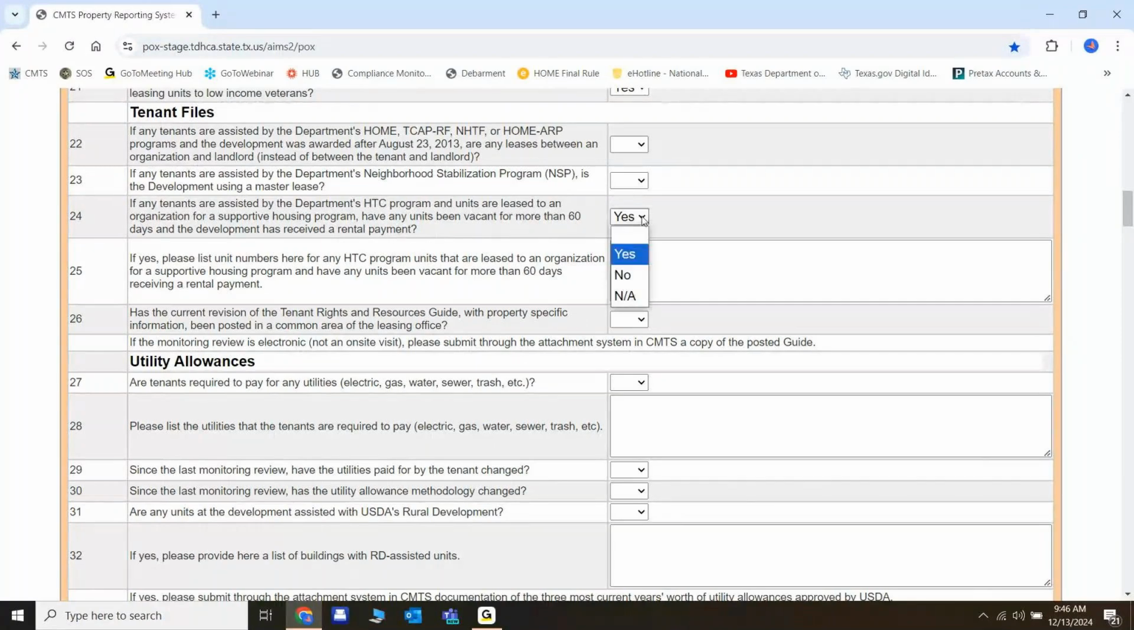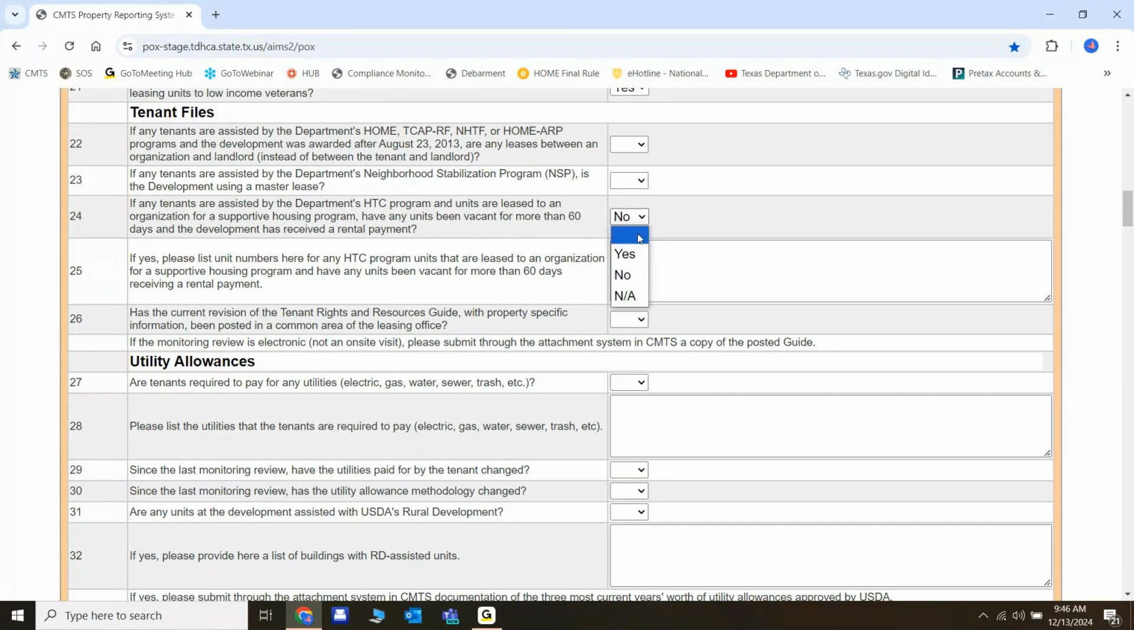If the answer is no, it's I do have a housing tax credit program. I do have units that are leased to an organization of a supporting housing program. I do have units that have been vacant for more than 60 days, and I have not received rental payment on them. So that is how you would answer that for the housing tax credit program.